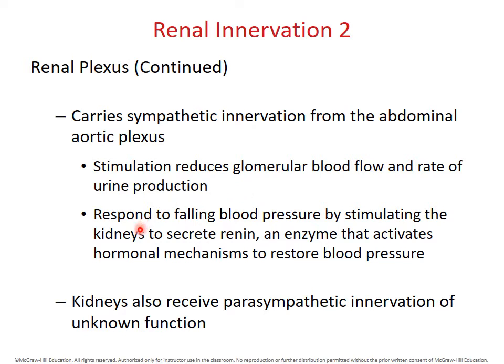Also, they become part of blood pressure regulation. When blood pressure falls, these sympathetic fibers can stimulate the kidneys to secrete renin. And you may recall from a previous chapter when we discussed blood pressure, renin leads to the production of angiotensin II, which then, through a variety of effects, causes an increase in blood pressure. We're actually going to come back to this when we talk about regulation of glomerular filtration rates.